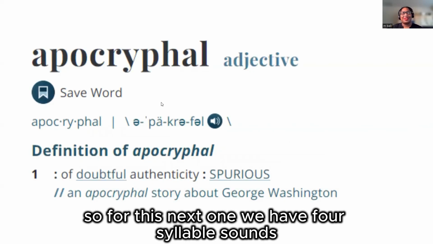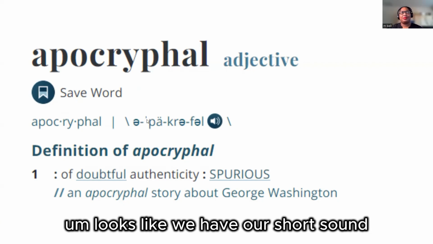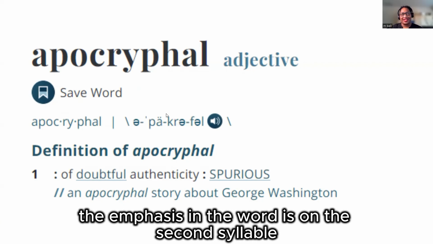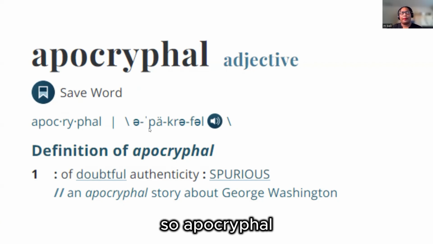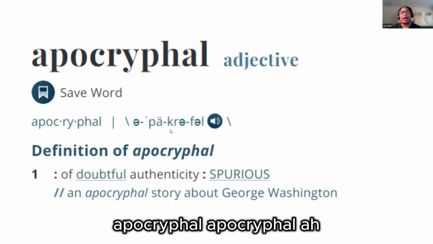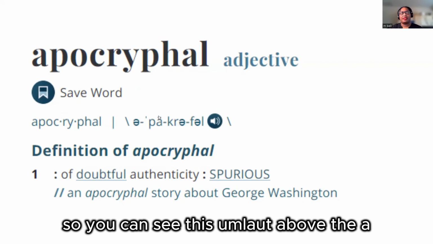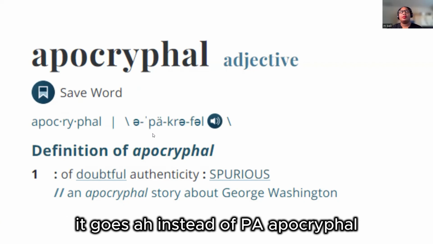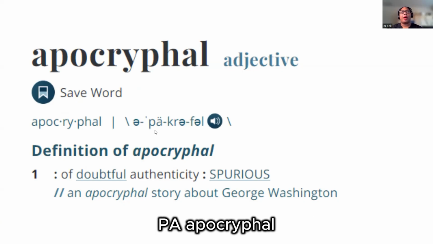Well, for this next one, we have 4 syllable sounds. Looks like we have our short sounds, so we're good there. And then the emphasis in the word is on the second syllable. So, apocryphal. You can see this umlaut above the A, it goes "ah" instead of "p." Apocryphal.